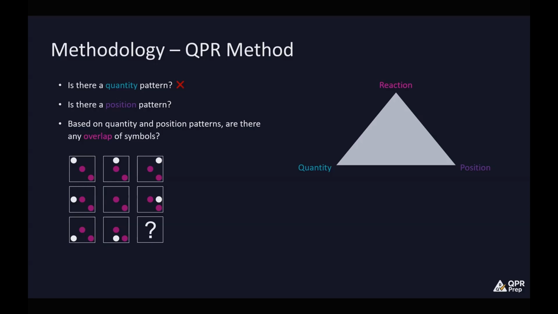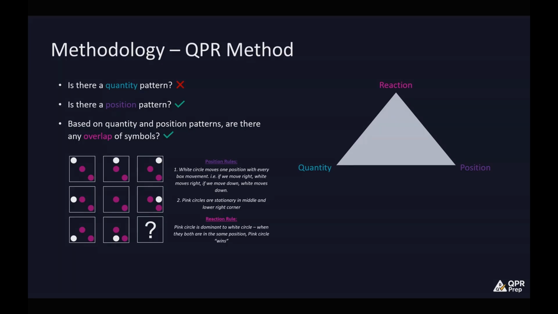What about position? As we learned earlier, there is a position pattern in this problem, where the white circle moves 1 position with every box movement, while pink circles are stationary in the middle and lower right corner. Based on these position rules, is there any overlap of symbols? Yes, there is. We talked about the pink and white circles meeting in the middle box. And we have also identified how the pink circle overrides the white circle.